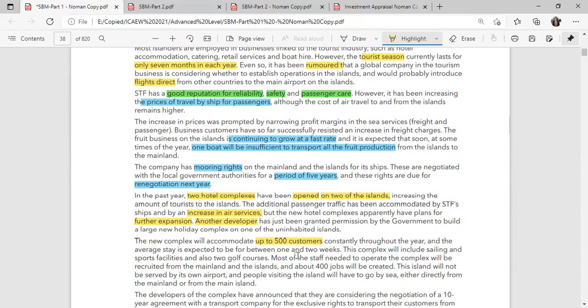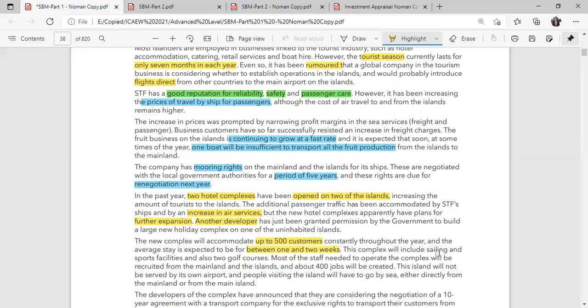Apart from this single complex, we also have 2 hotel complexes. They are also going for further expansion. If you do not know how many new hotels will be there, it means a lot of customers can stay there. So it means you might need to increase your number of ships during the busy tourist season, constantly throughout the year, and the average stay is expected to be between 1 and 2 weeks. So a good amount of time to stay here, 1 to 2 weeks basically.